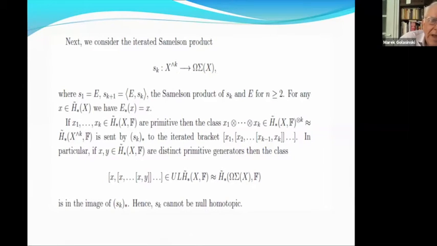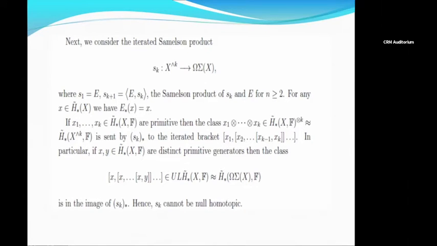So if X1, ..., Xn from the reduced homology are primitive, then the tensor product of those elements belongs to the n-th tensor power of homology, but it's the same as the homology of the n-fold smash product of X. And it is sent by the map induced by SK to the iterated brackets, in the sense of Lie algebra.